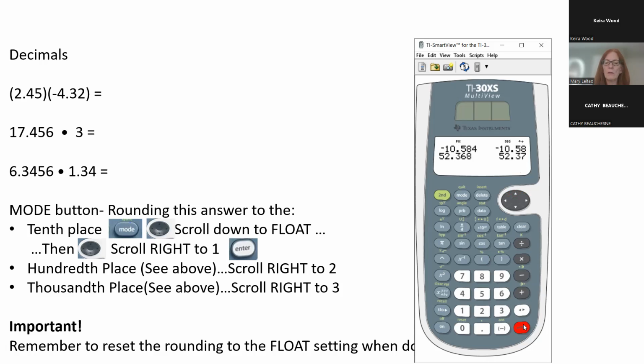Okay, so now I'm going to go back and reset that decimal point so that it's floating. So now it's flashing on float. I'm going to click enter. Okay, now we're back to where we were before. Okay. So let me clear that screen and clear everything. All right.